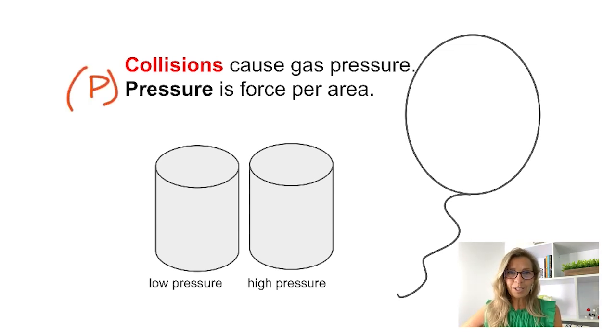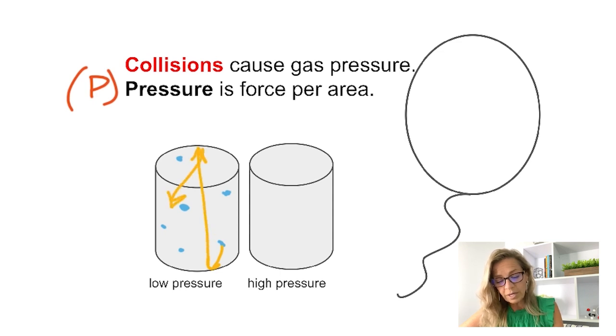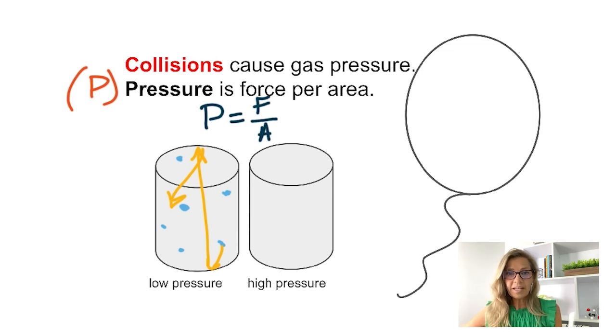Now, what causes pressure inside containers of gases? Well, it is collisions. And so let's draw some gas particles in this little container here. You learned in the kinetic molecular theory that gas particles are always moving. So when they collide with the walls of this container, that causes pressure. Our pressure definition is force per area. Well, the area inside my container is fixed. It is some measured amount of surface area.